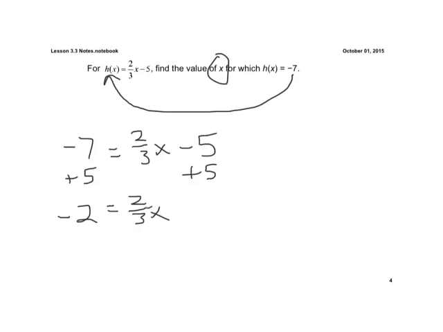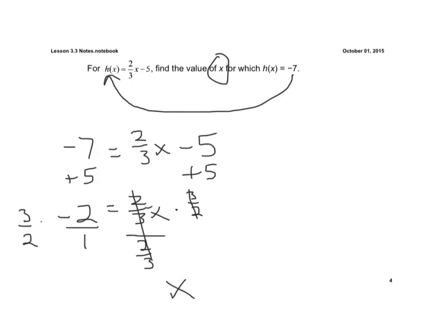Now the operation going on between that fraction and the variable is multiplication, so we're going to do the opposite. We're going to divide by 2/3 on both sides. When we divide by a fraction, it's the same as multiplying by the reciprocal, or copy dot flip. So instead of dividing by 2/3, we're actually multiplying by 3/2. Negative 2 is the same as negative 2 over 1. Now the 2/3 and the 3/2 cancel each other out.